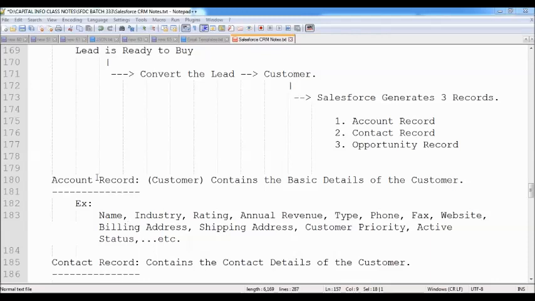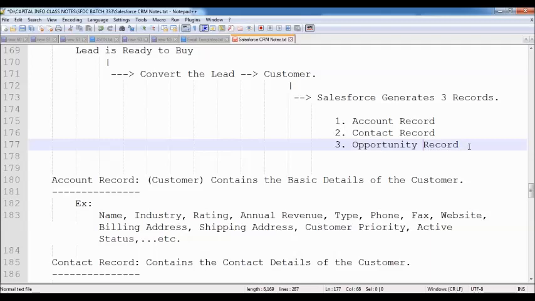In the last session, we discussed the lead conversion process. Whenever we convert a lead into a customer, Salesforce generates 3 records. The first one is an account record, which contains the basic details of the customer. The second is a contact record, which contains the contact details of the customer. And the third is an opportunity record, which mainly describes the revenue part. That means how much revenue we have generated from the customer, how much business we did with the customer. That will be indicated by the opportunity record.